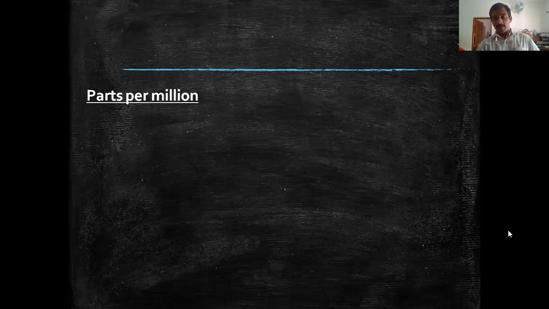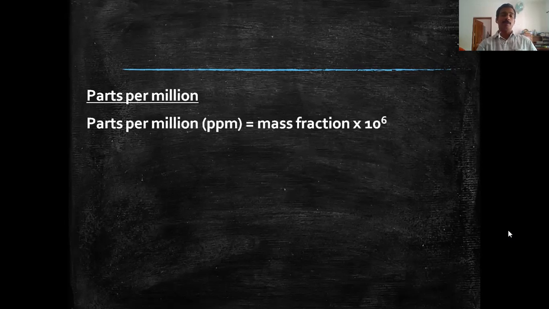What is parts per million? Mass fraction into 10 raised to 6, that is parts per million. Parts per million is equal to mass fraction into 10 raised to 6. Mass fraction is mass of solute divided by total mass of solution, that is, mass of solute plus mass of solvent.